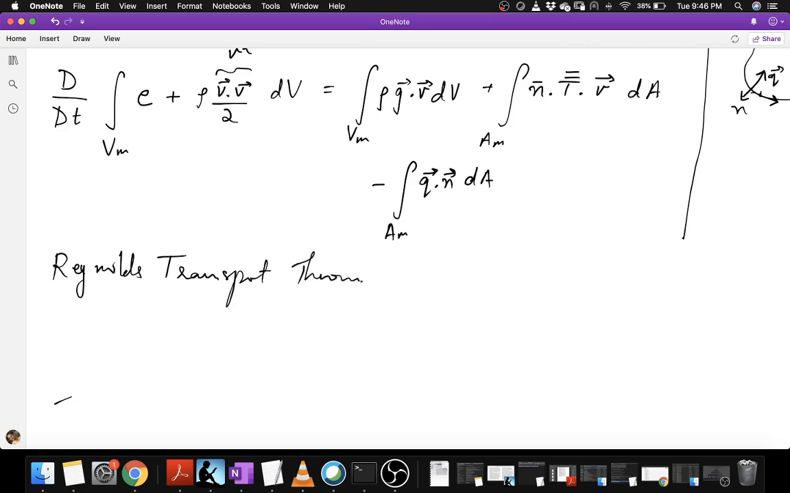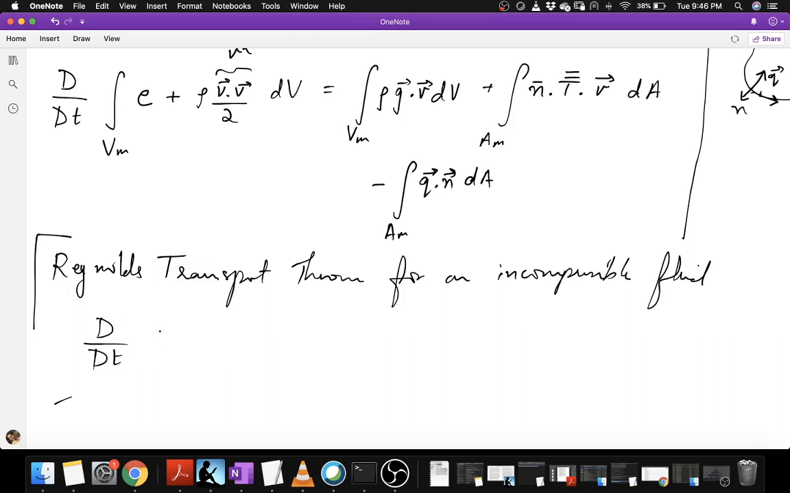Transport theorem, right, but now for an incompressible fluid. Essentially we are going to try and find a slightly simplified form of this expression just for the ease of our derivation. Alright, so let's write it out in the general form in terms of some arbitrary quantity b, the way in which we derived it.